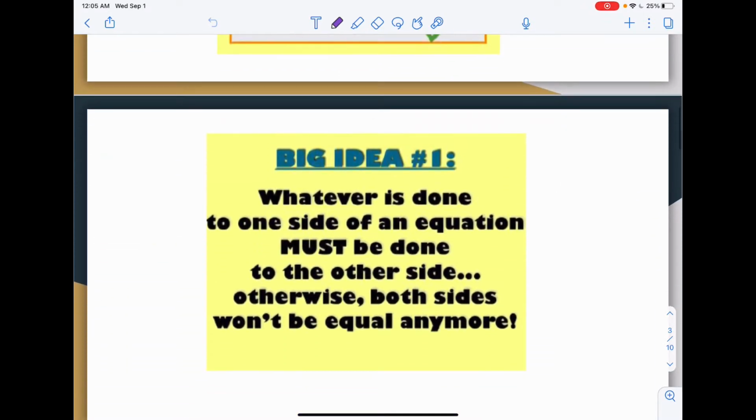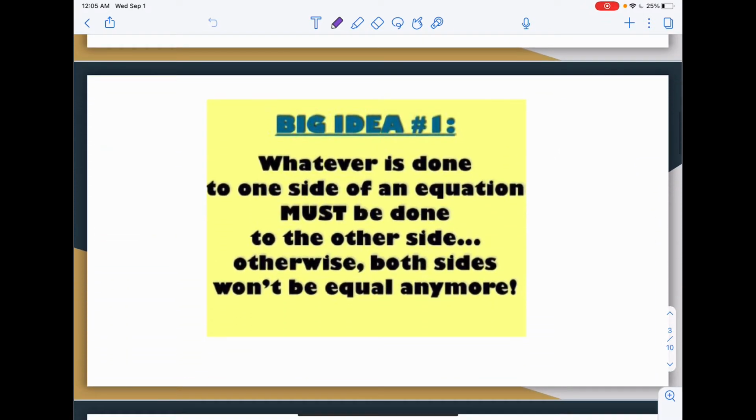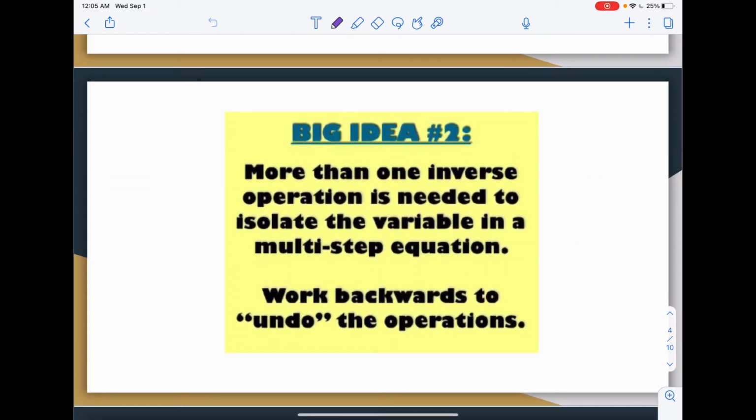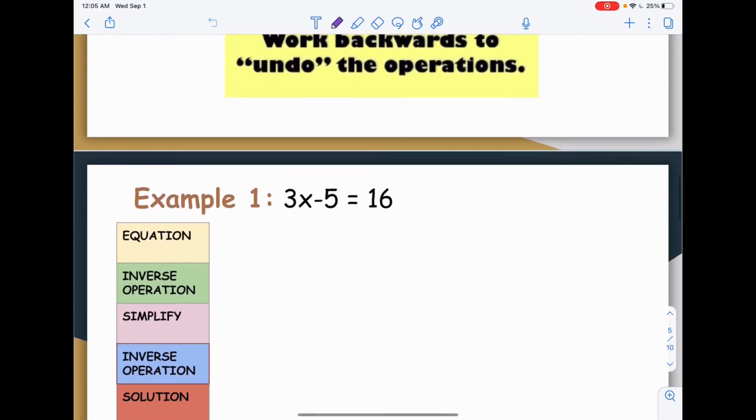Our first big idea is whatever is done to one side of an equation must be done to the other side. Otherwise, both sides won't be equal anymore. Our other big idea is more than one inverse operation is needed to isolate the variable in a multi-step equation. Work backwards to undo the operations.